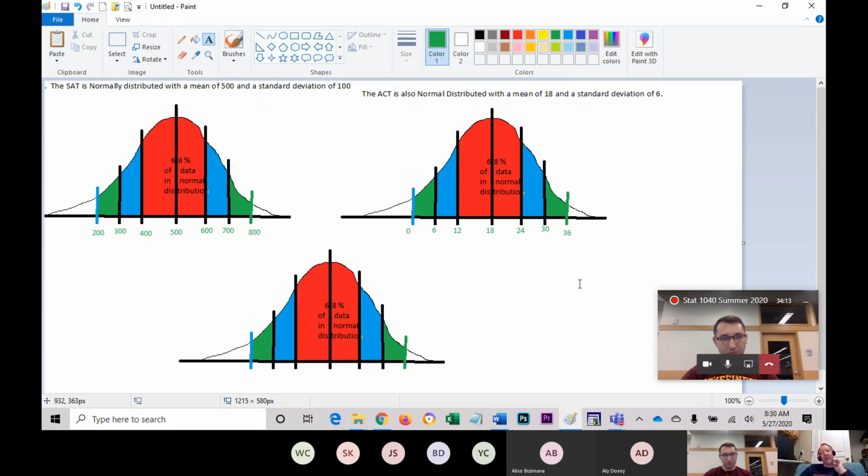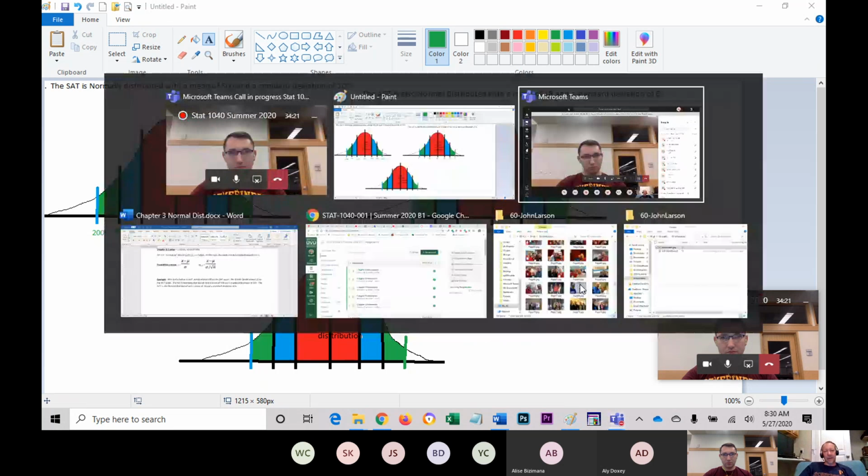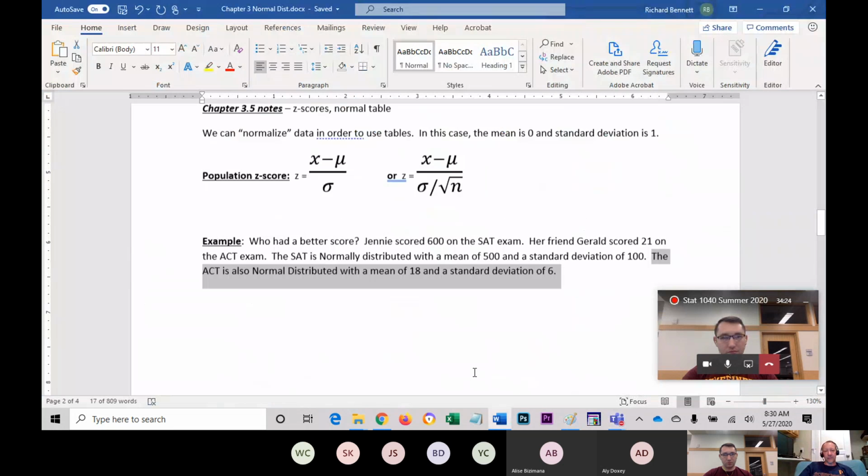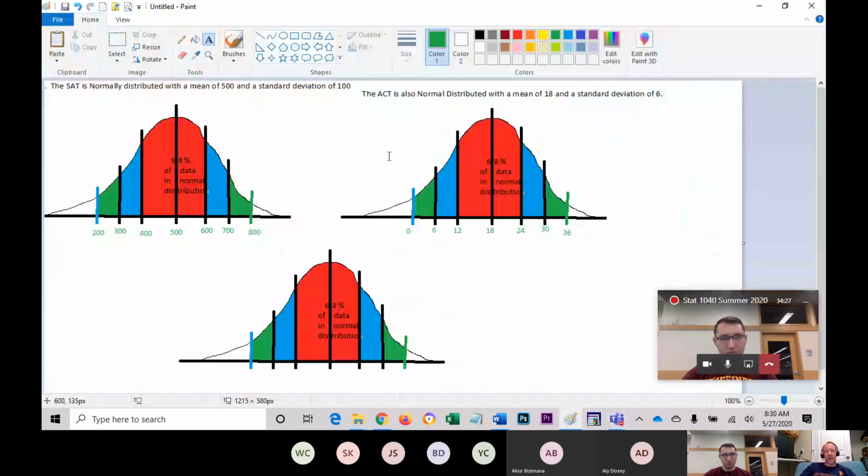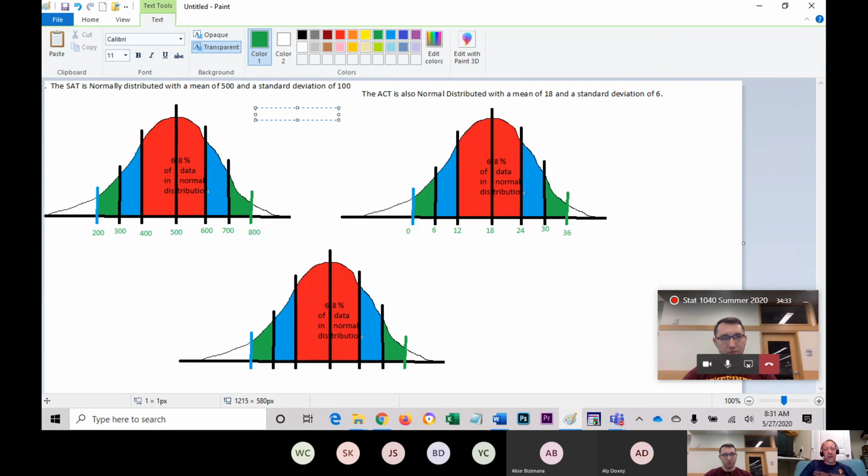Okay, so the nice thing about this is you can see here, so let's say, do I have that on here? Okay, so I'm just going to make up some numbers here. Let's say that Jenny, let's go with black, Jenny scored 600 on the SAT, and let's say that Easton. Here, we're going to pick somebody else that's in the class.